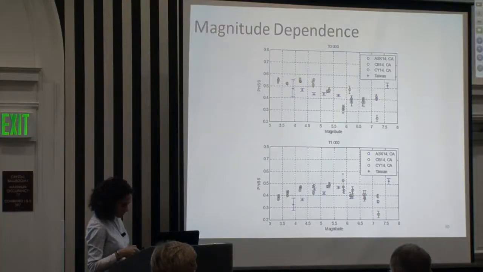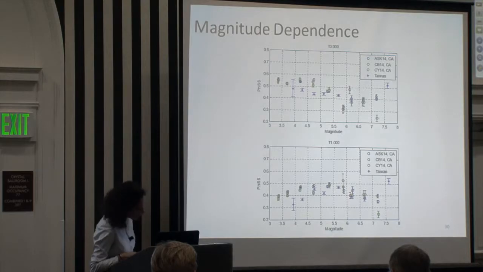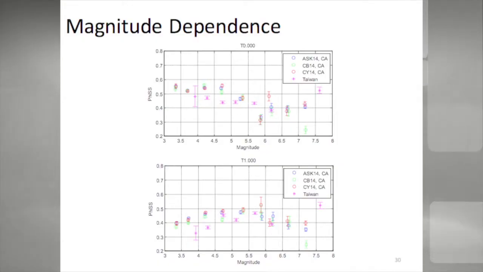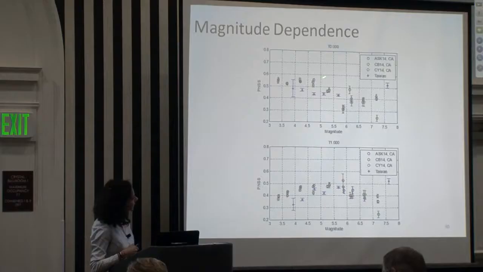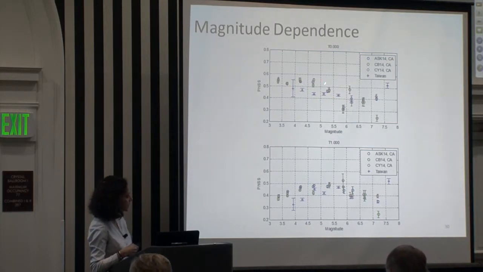Let's look at the magnitude dependence of all the models together. I'm only showing California for the NGA-West2 models and also Taiwan from the Lin et al. So for the California NGA-West2 models, all the models kind of agree in terms of the magnitude dependence. Taiwan is over here, it shows some trend, but it's smaller VSS. This is PGA, this is a period of 1 second.